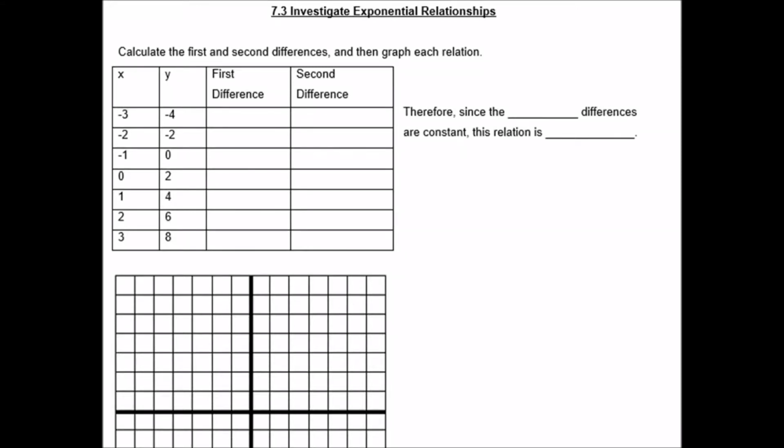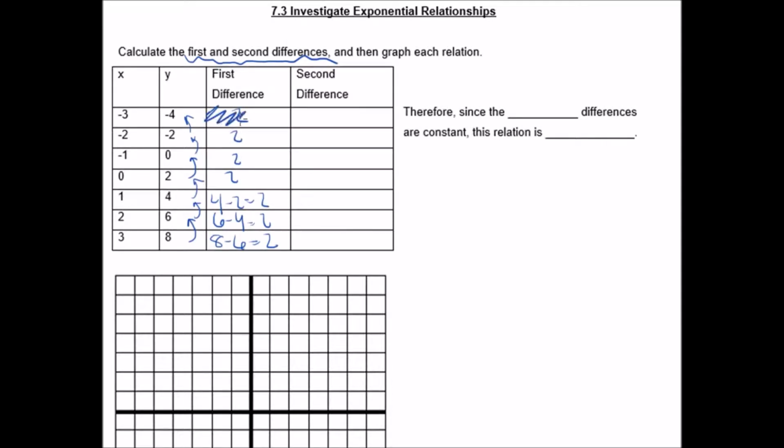Investigating exponential relationships. What we're going to start with is first and second differences. This is just a recap from grade 9 and grade 10, and then we're going to graph the relation. For first differences, we start at the bottom of the y's and subtract. 8 minus 6, that's 2. 6 minus 4, that's 2. 4 minus 2, that's 2. If we keep going up, we're going to see that the first differences are all 2.